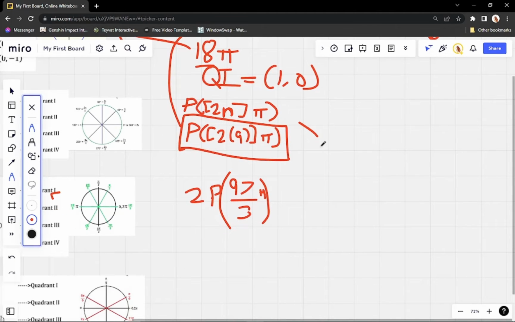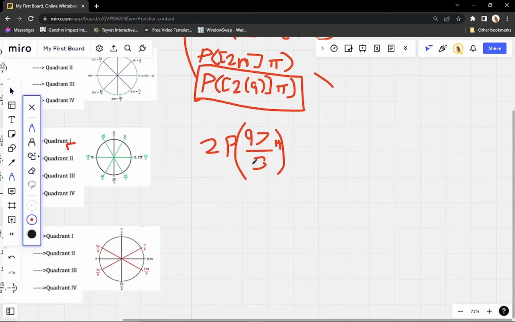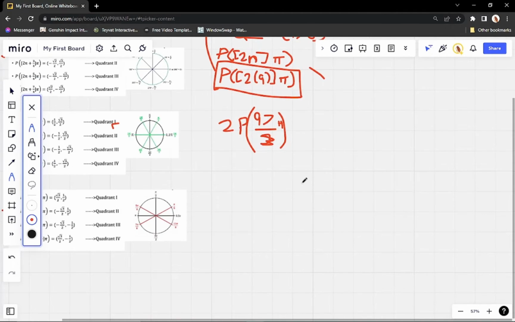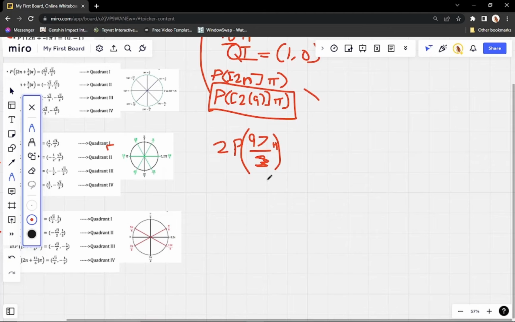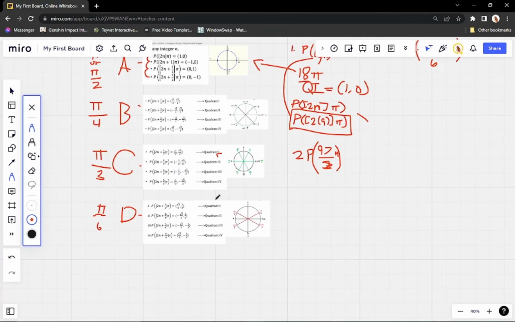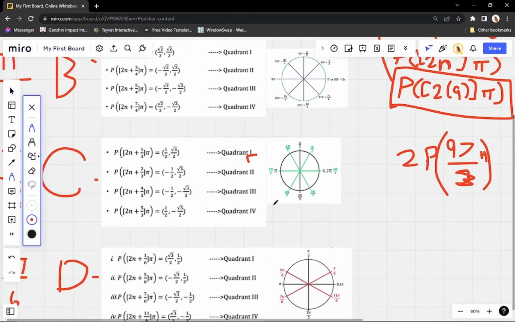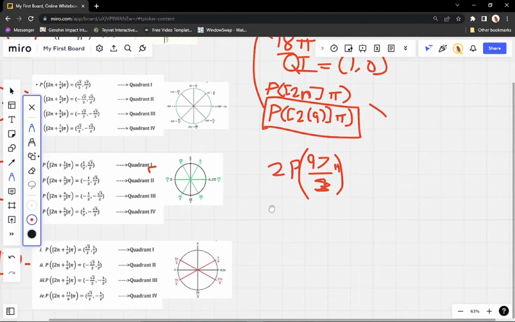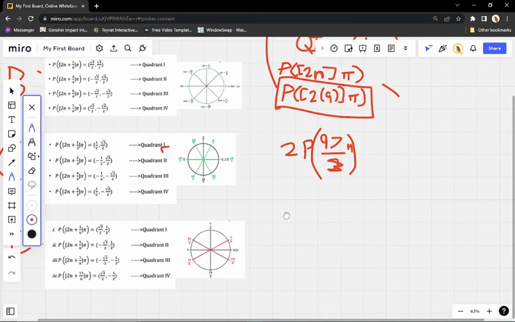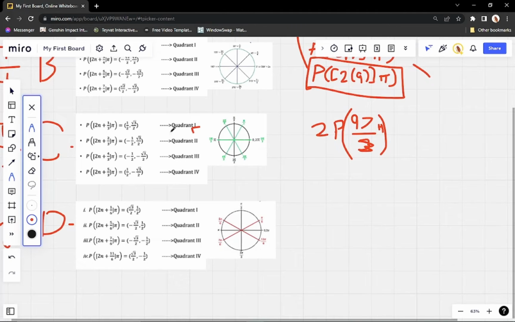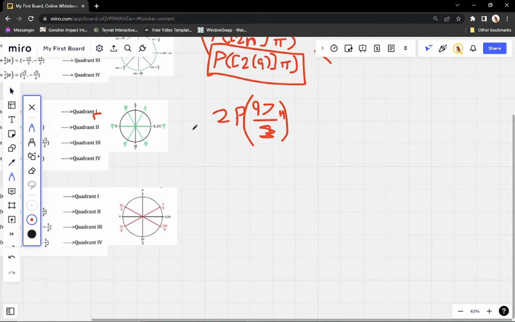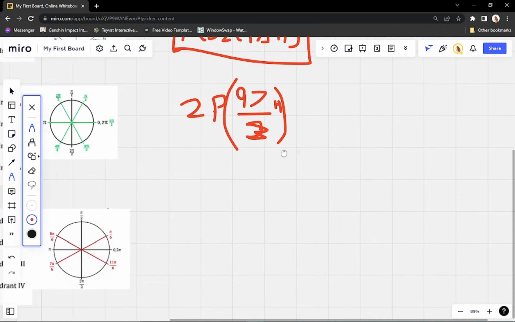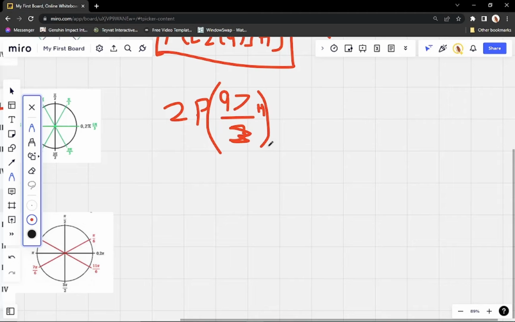So let's head over to our second example, 97 over 3 pi. Firstly, it has the denominator of 3. That automatically applies for C, or this category. It corresponds to trigonometric points that correspond to pi over 3. That means that we can sort it according to which quadrant it belongs to. To do that, we simply divide it by 3 first if it is a positive number. For negative numbers, the process is a bit different, but since it is positive, let's divide it by 3 first.